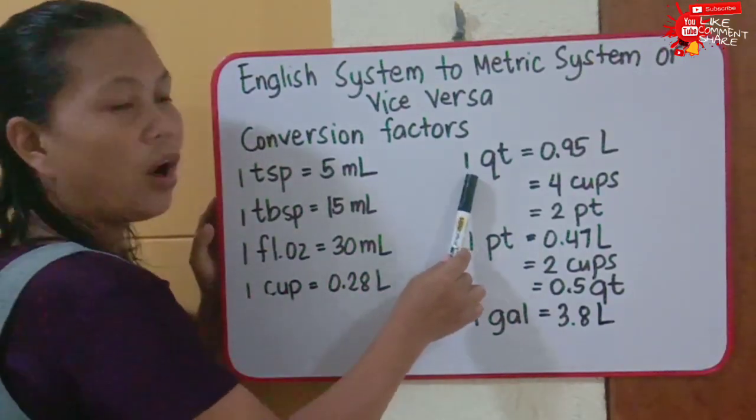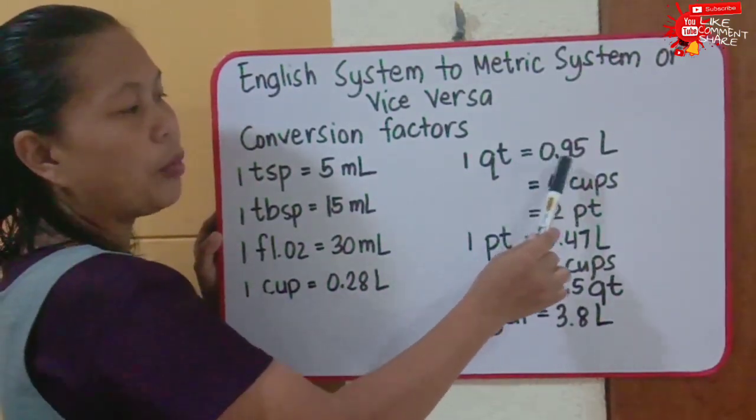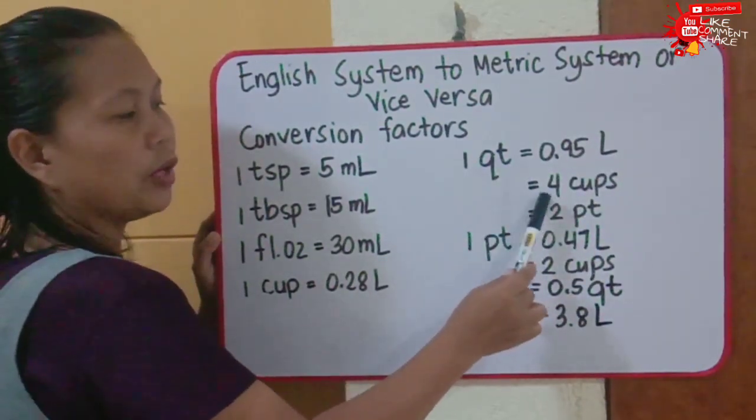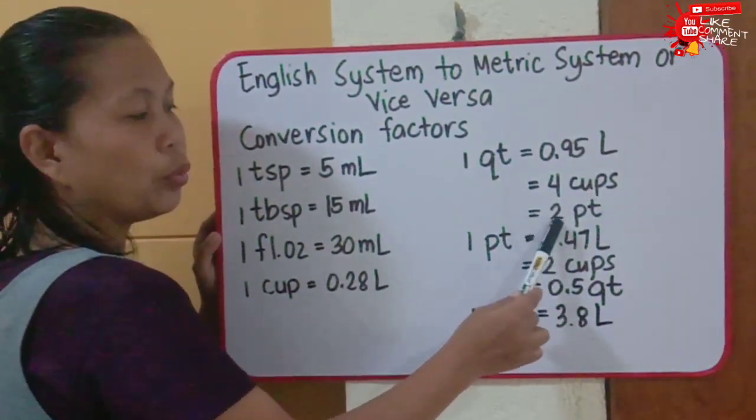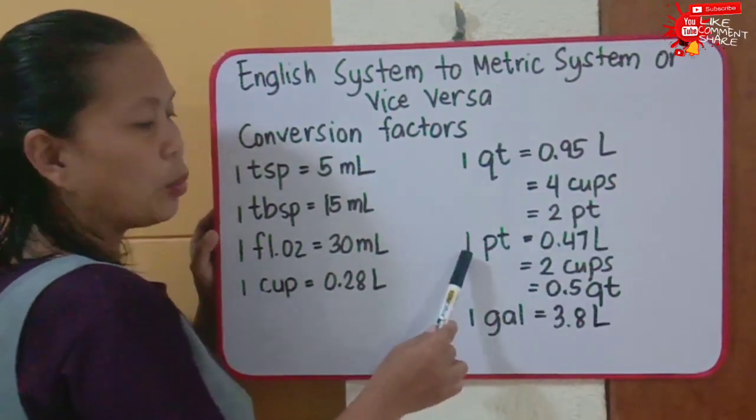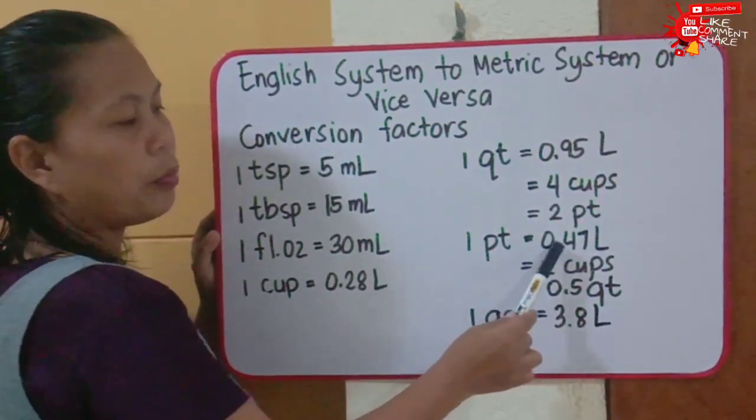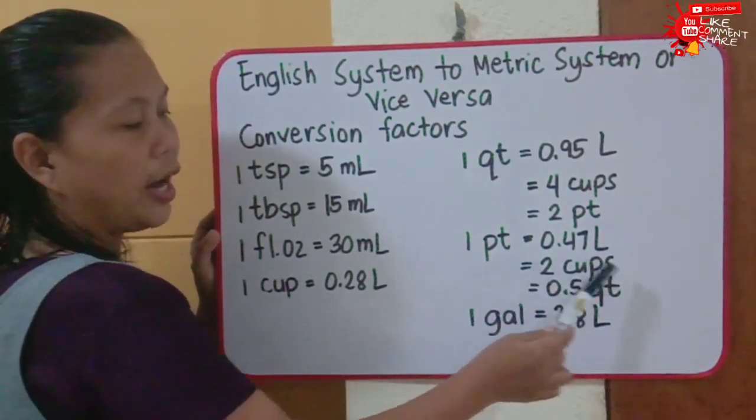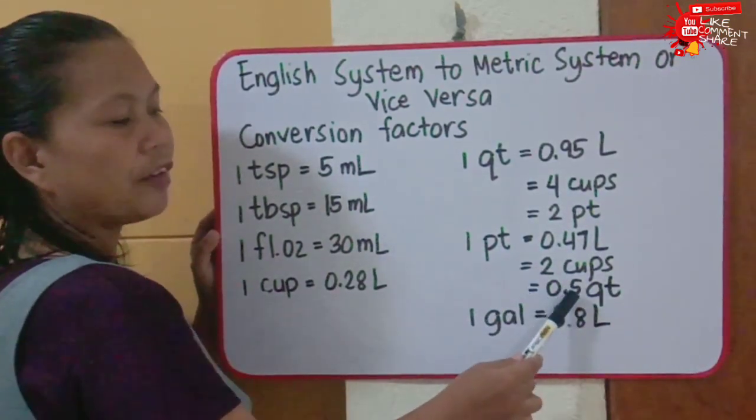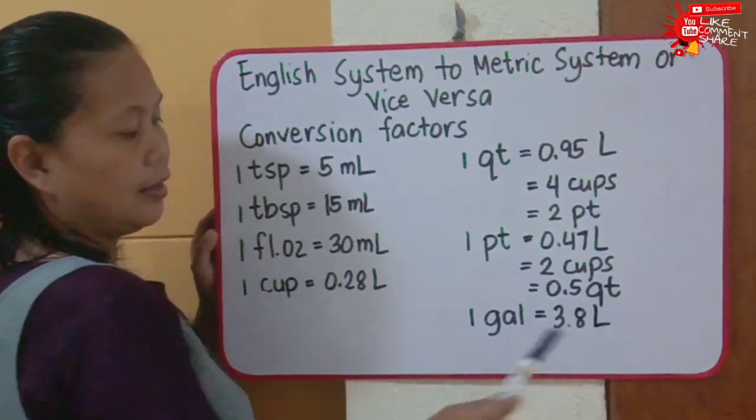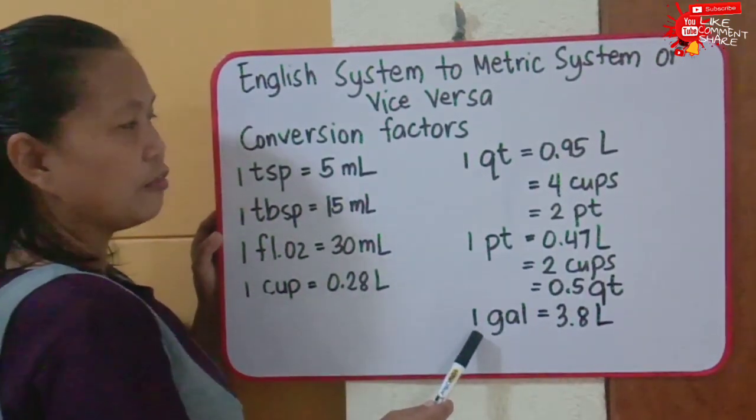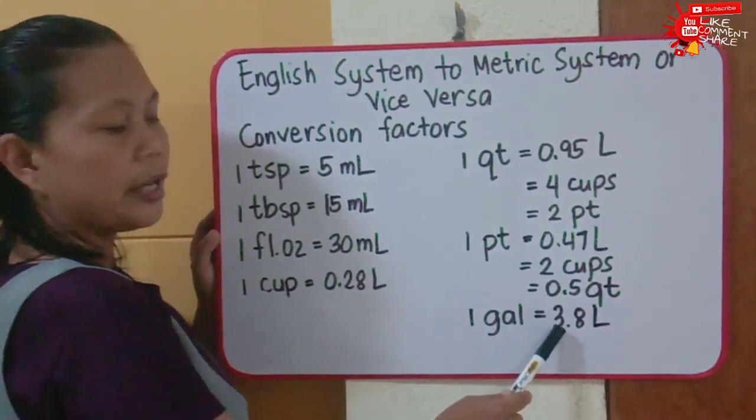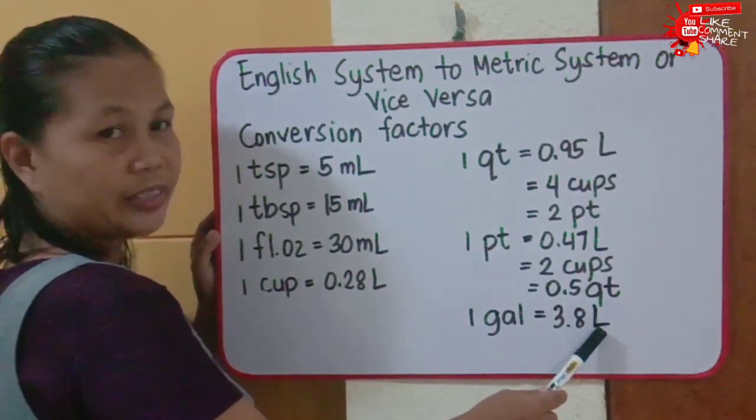Now for 1 quart, it is equal to 0.95 liter. And 1 quart is also equal to 4 cups and 2 pints. Now for 1 pint, it is equal to 0.47 liter. It is also equal to 2 cups and 0.5 quarts. So we have here the last conversion factor. 1 gallon is equal to 3.8 liters.